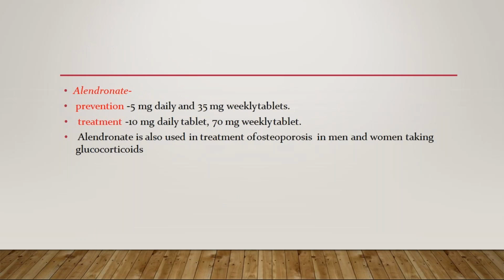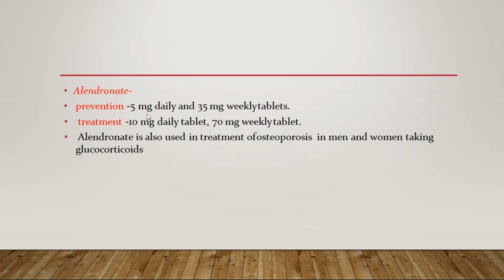So many drugs are there in bisphosphonates that we'll discuss. Alendronate, pamidronate, zoledronic acid, all these are bisphosphonates. In that, alendronate, for prevention sake, that means before fractures, or around 35 to 45 years, they can use it. That is the prevention period.